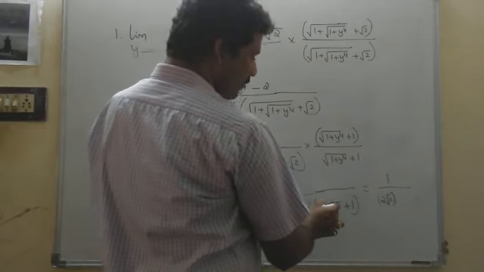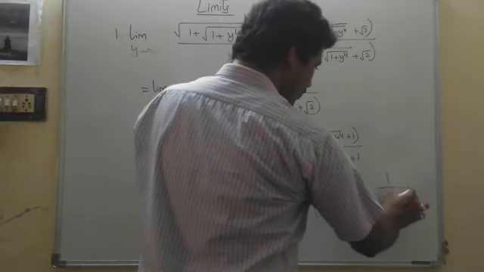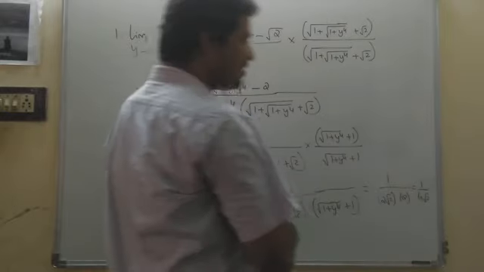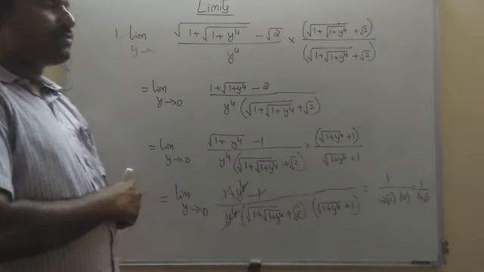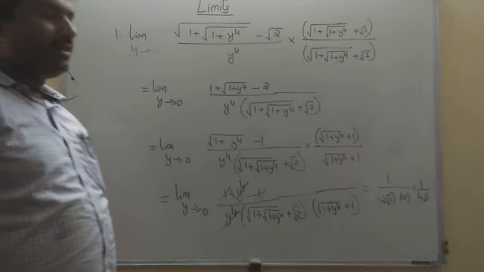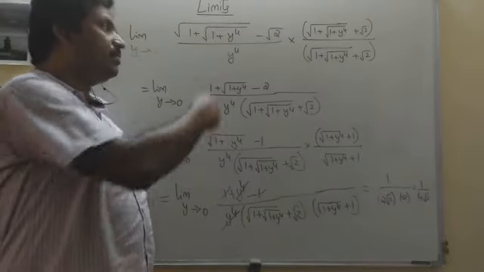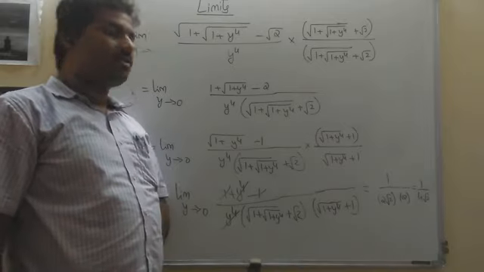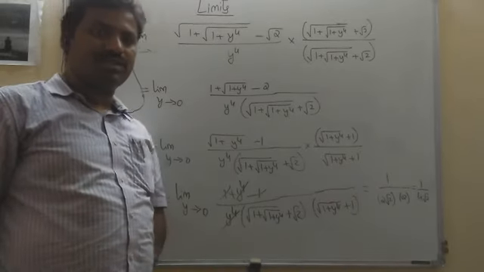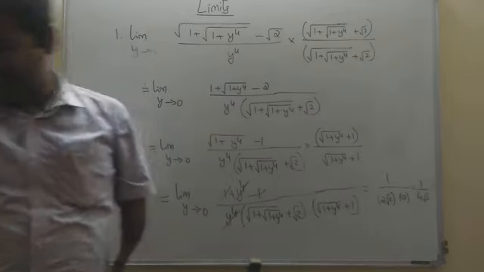Root 1 is 1. 1 plus 1, 2. So what is the value? 1 by 4 root 2. That is the answer. So this problem you can do by using LHS or you can do by rationalizing. So whichever you feel is easy at that time, then you proceed in that way. Right.